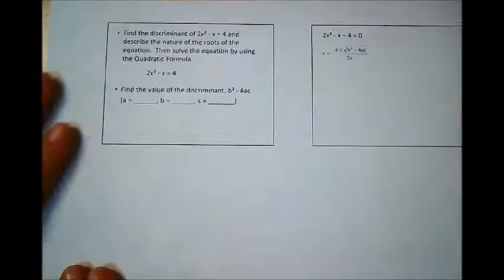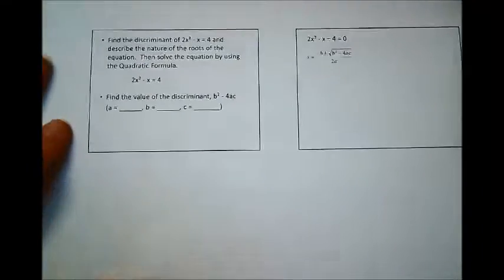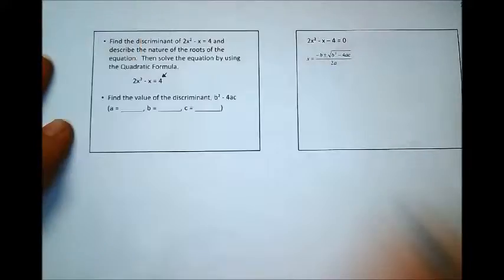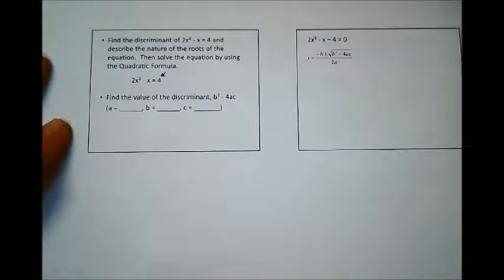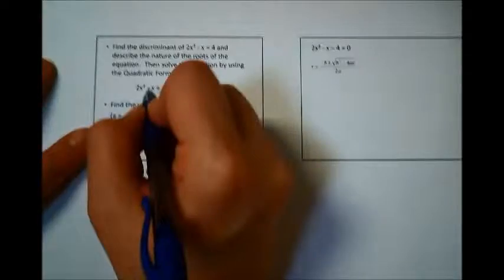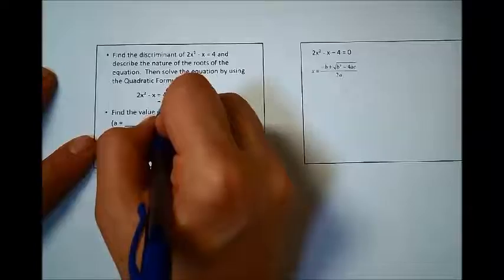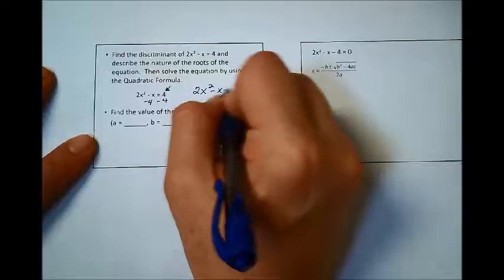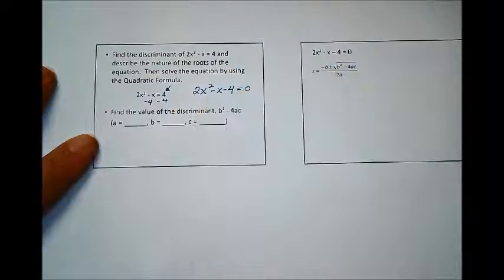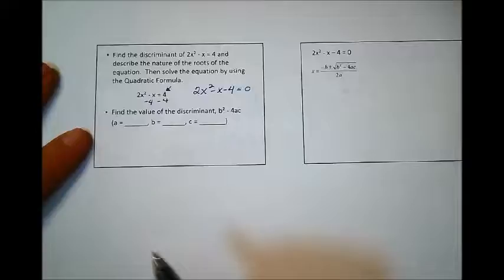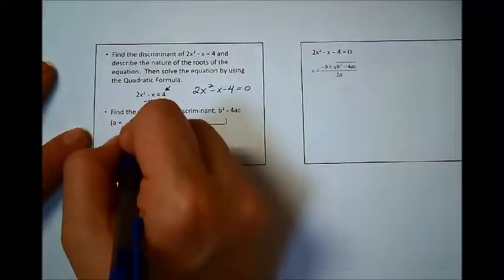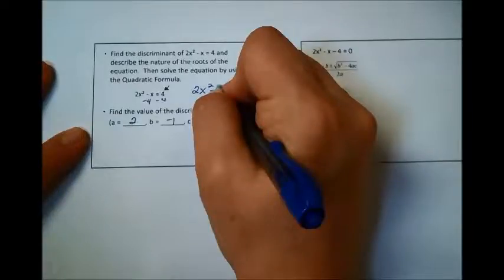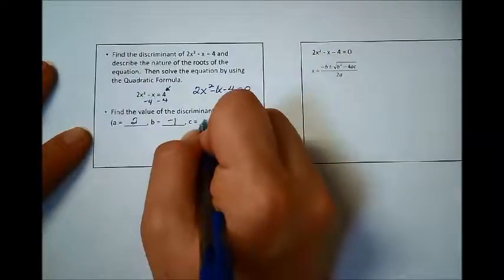Let's do another example. So now we have 2x squared minus x equals 4. This needs to be 0, and it's not. So we're going to subtract that 4 from both sides. So we get 2x squared minus x minus 4 equals 0. And now we have to find the value of the discriminant. Well, a is 2, b is negative 1, because it's like there's that 1 there, and c is negative 4.